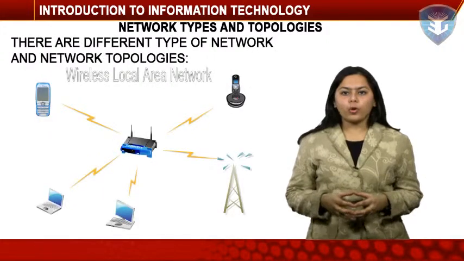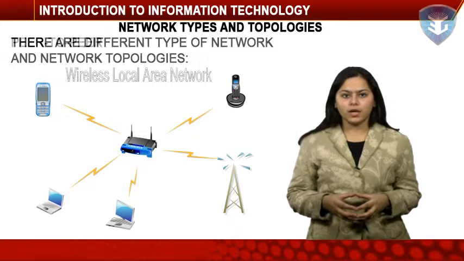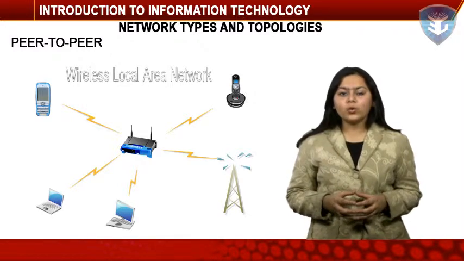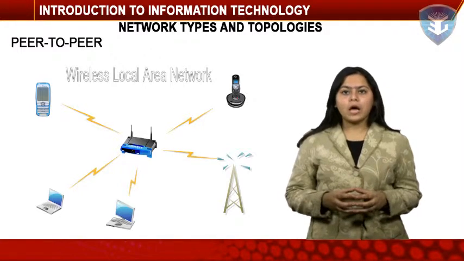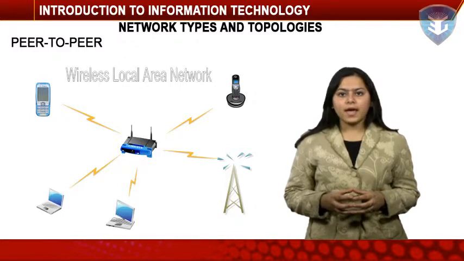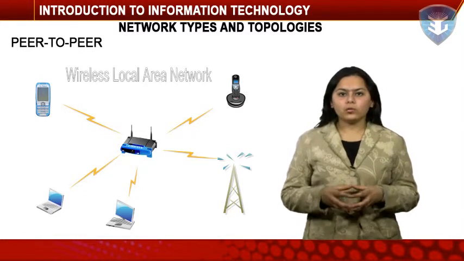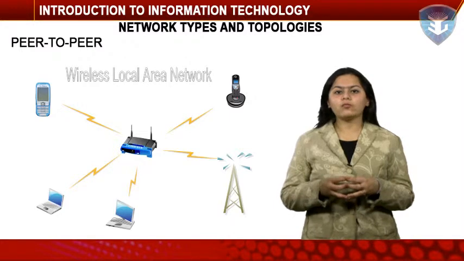Network types and topologies. There are different types of networks and network topologies. Peer-to-peer, the first type of network that we will consider is called a peer-to-peer. In this kind of network, there is no such thing as a server and network hosts do not have a specific role. They provide network services and they also consume network services. In a peer-to-peer network, we can have hosts that will fulfill a variety of different roles.